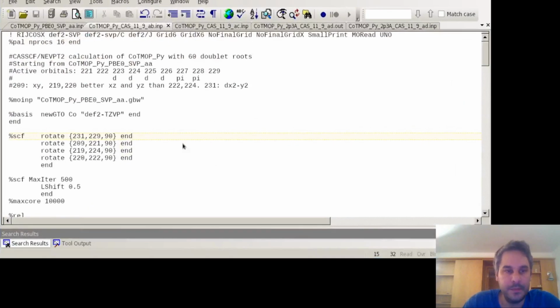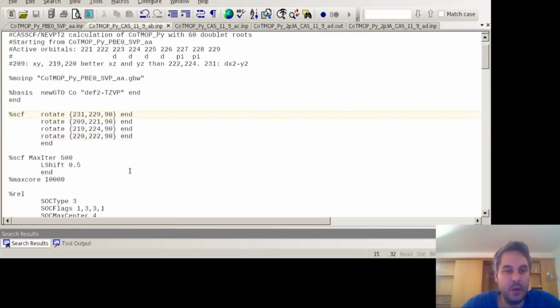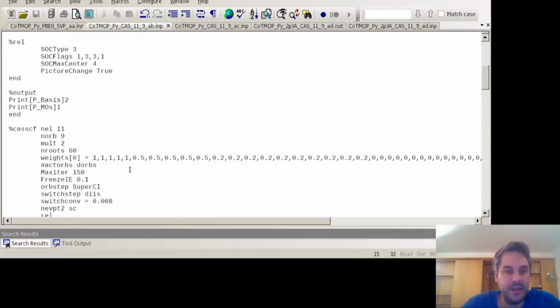What I do here is rotate the 209 orbital with 221 that I don't want. And then, because 219 and 220 look to me at the time to be better xz and yz orbitals, I rotate them with 222 and 224. So this will be a test. I don't know if this will give me a better active space, but I have rotated some orbitals into the active space that look like the active orbitals that I want. So then I do the CASSCF calculation.